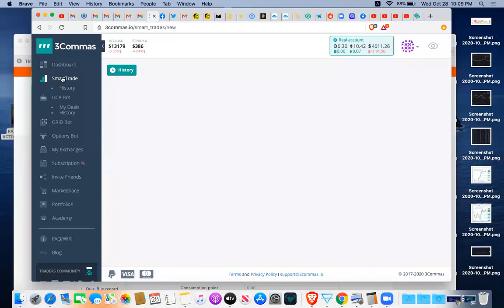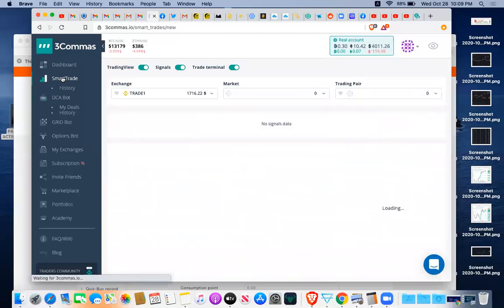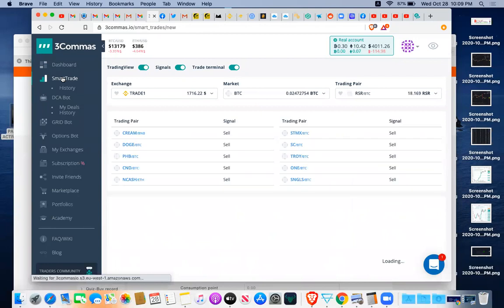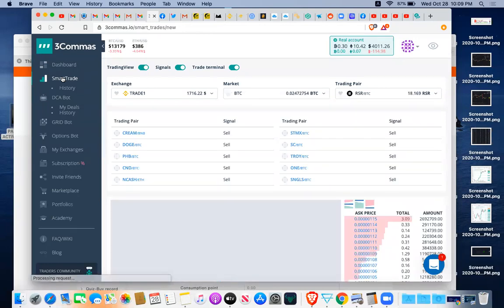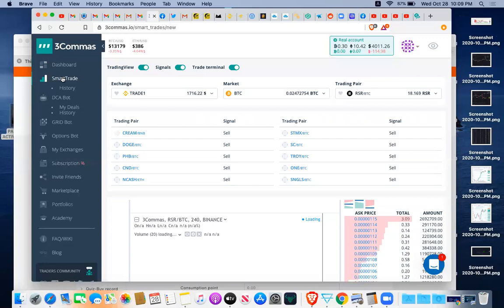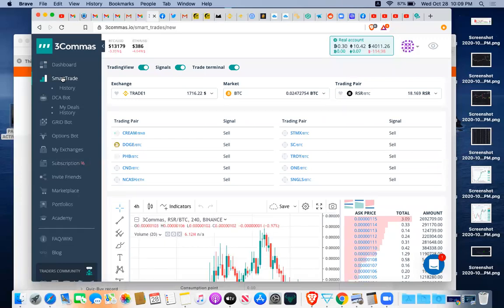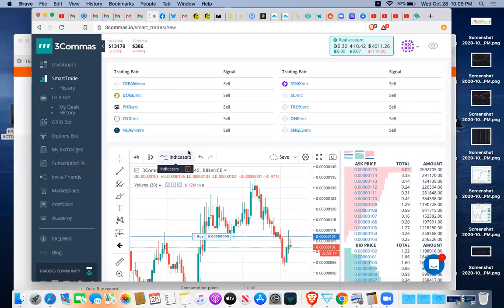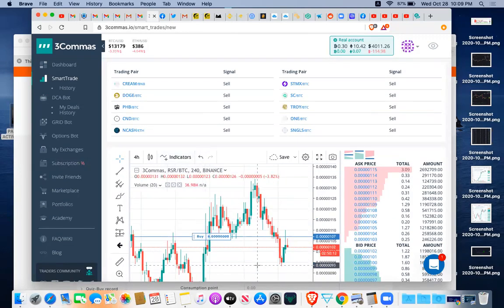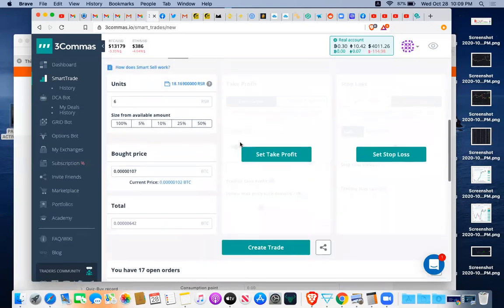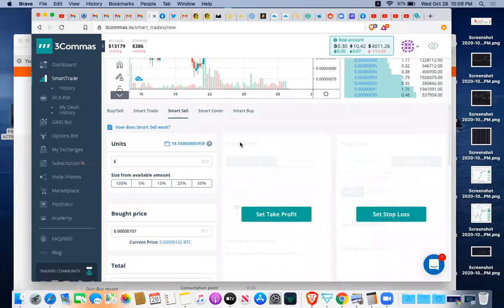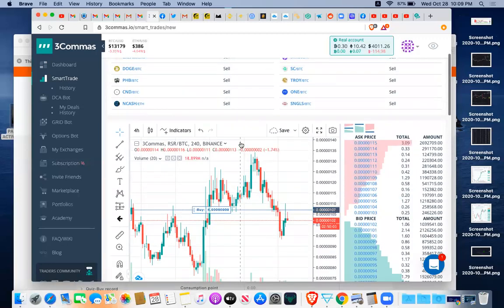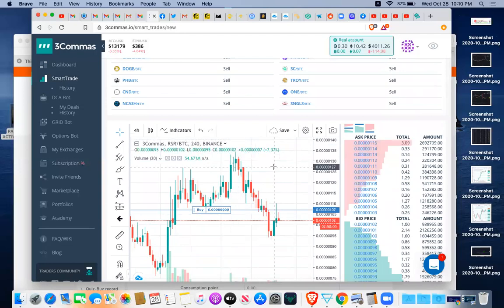Maybe your bot has already bought a lot of coins, and you have stopped the bot, perhaps. You have stopped the bot, and then, which coin is this? Okay, SRS. So these coins have been very fantastic.